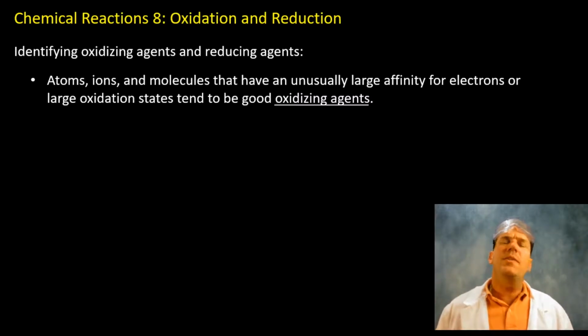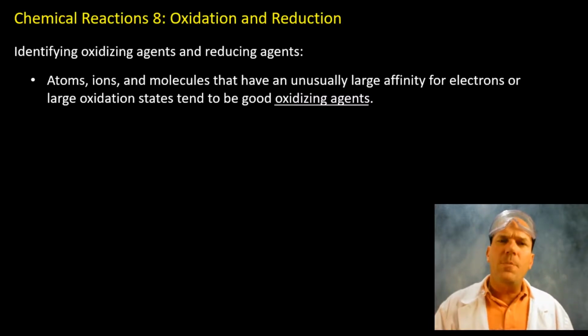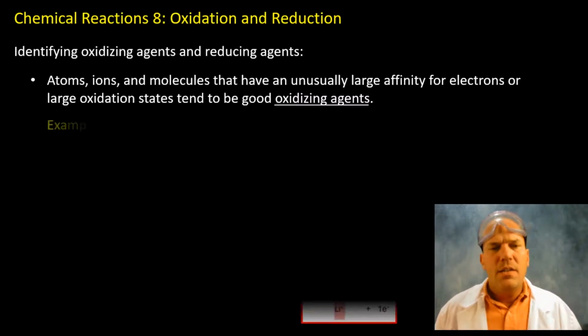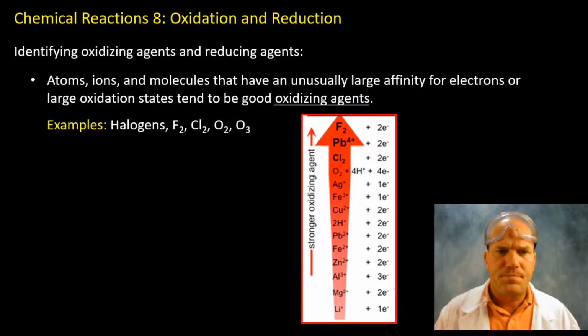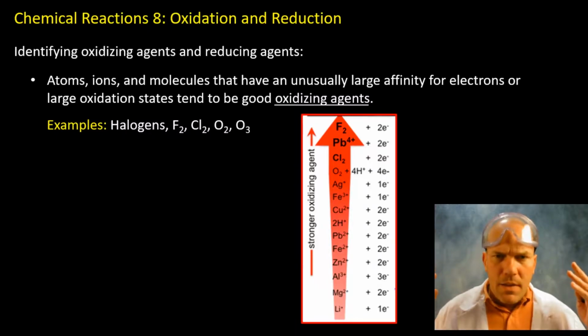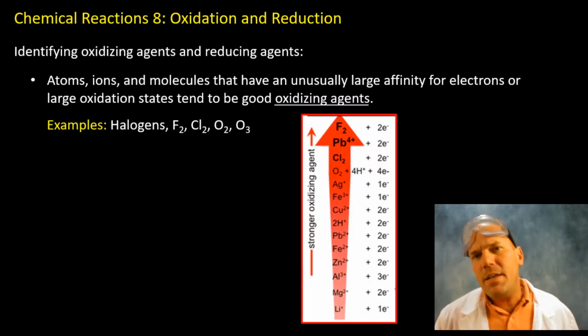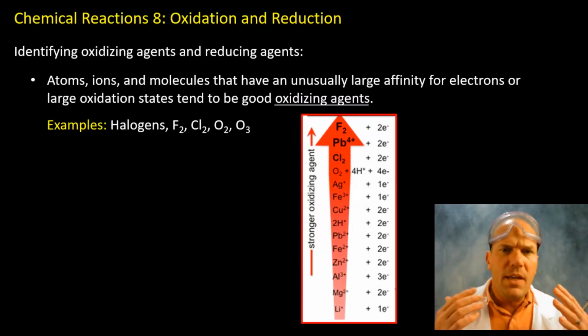Also, species with very large oxidation states are more unstable, and they tend to also be really good oxidizing agents. Examples: all of the halogens. We have chlorine, fluorine, the halogens, and any of those other species in that region of the periodic table that have a high electronegativity, a high electron affinity, such as oxygen and ozone.